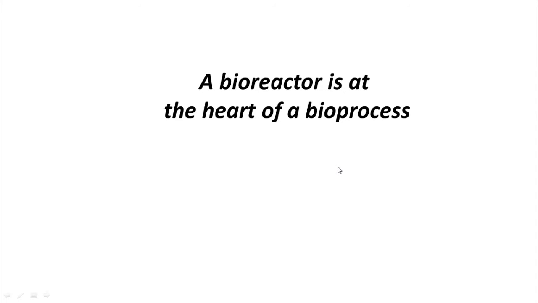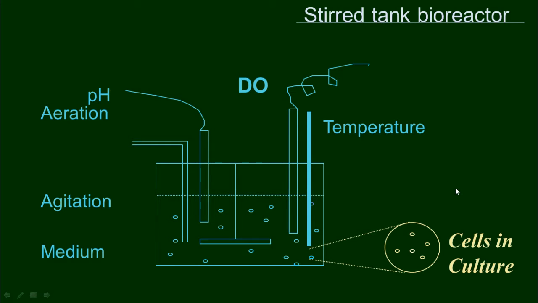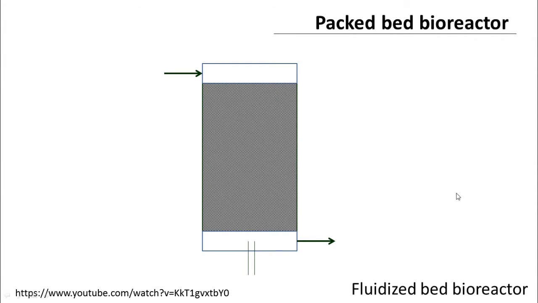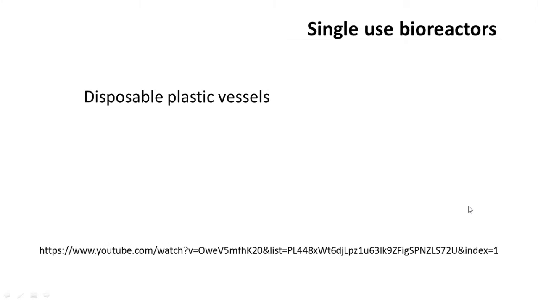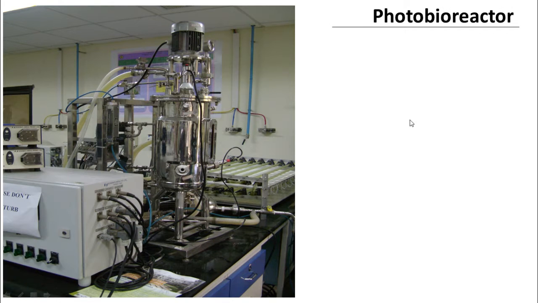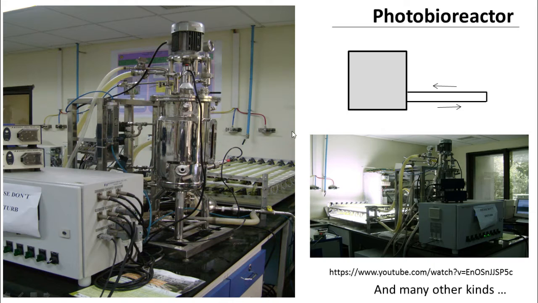Then we looked at the bioprocess, the bioreactor, and the common bioreactor types that are used, such as the stirred tank bioreactor, the airlift bioreactor, the packed bed bioreactor, solid state bioreactors where there is usually no liquid, single use bioreactors such as disposable plastic vessels, and wave bioreactors, which are good for certain operational reasons in the industry, and the photobioreactor, which is used for cultivating photosynthetic organisms. These all we saw, and we said that there are many other kinds of bioreactors also. These are some of the common ones.